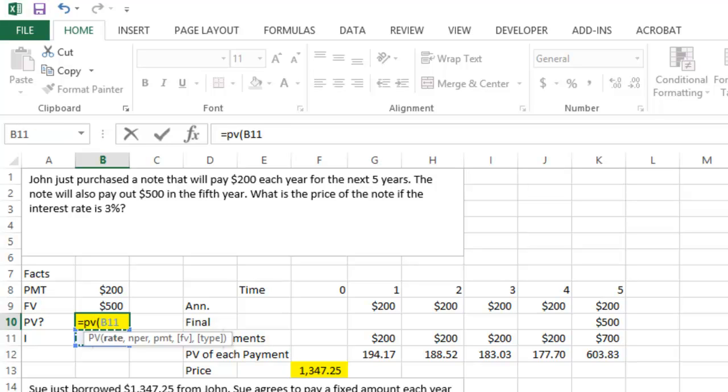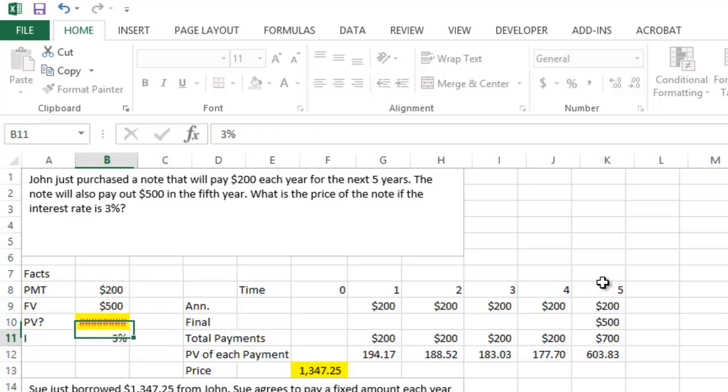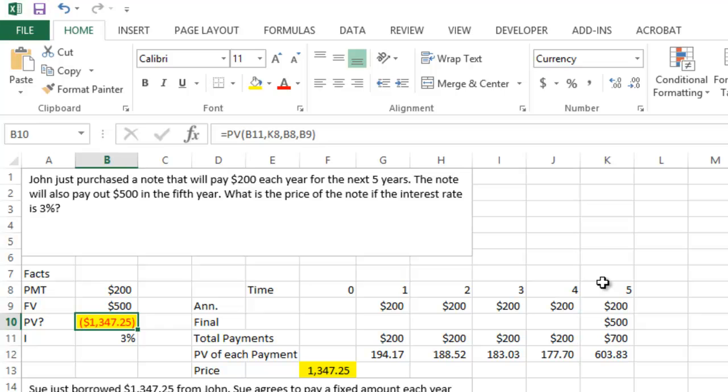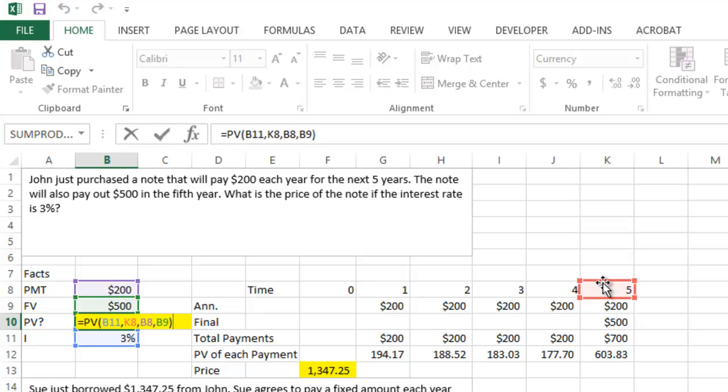Here the rate is at 3%. The number of periods is 5. The payment is $200 with a final payment of $500, and I hit enter, and there's my answer. And I can make that positive by just putting a negative in front.